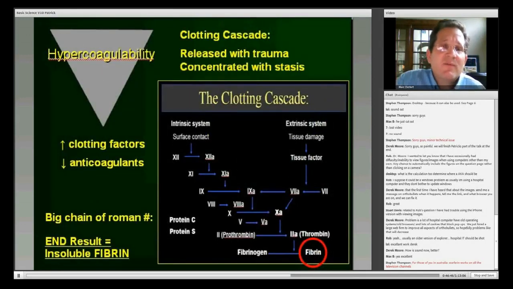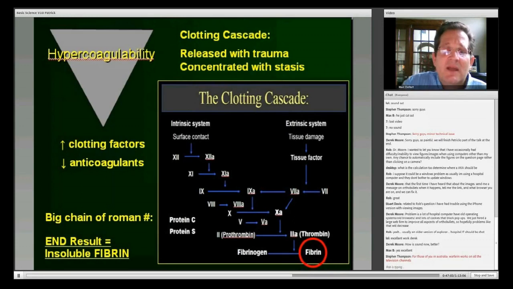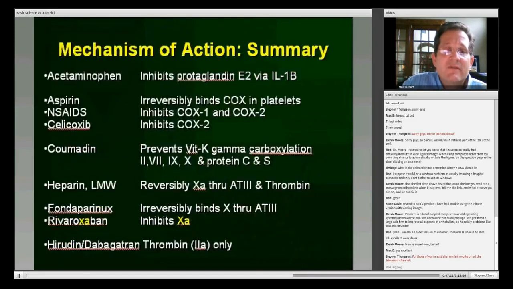You thought you got away from the clotting cascade when you made it into your orthopedic residency, but here it is again. Those things that cause hypercoagulability are things that block the clotting cascade. And the clotting cascade's nothing fancier than a big chain of Roman numerals that ends at factor 2A, which is thrombin. And remember, factor 2A thrombin converts the soluble fibrinogen to an insoluble fibrin product. The 2, 7, 9, and 10 are all those Roman numerals.